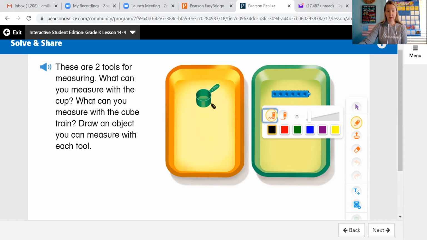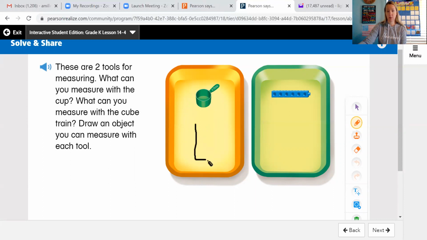Now, a measuring cup measures how much something can hold. So, what's something that you could pour into a measuring cup? What do you think? I think maybe some water. All right, so maybe we can just draw a bottle of water here. And then we can pour water into the measuring cup, or we could put water in the measuring cup and maybe pour it back into the bottle. The measuring cup measures how much an object can hold.